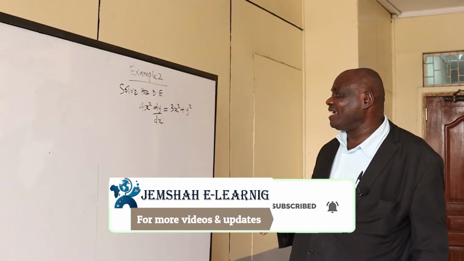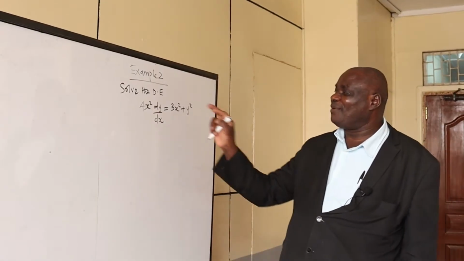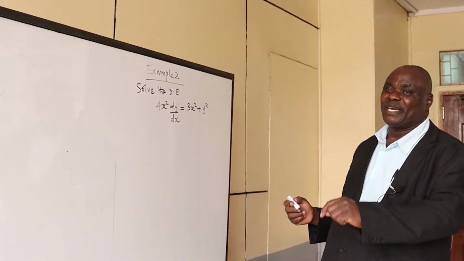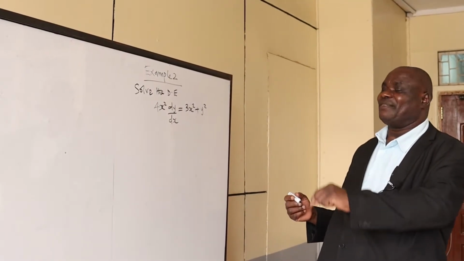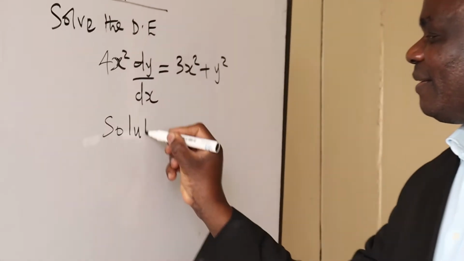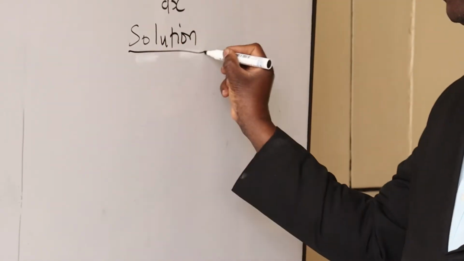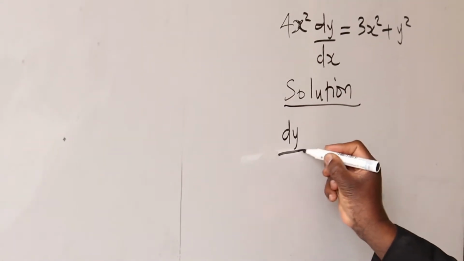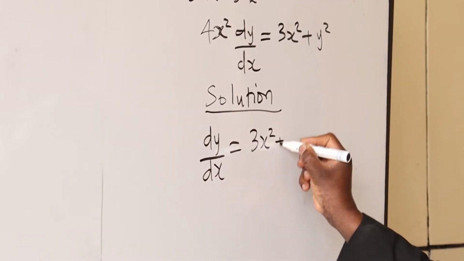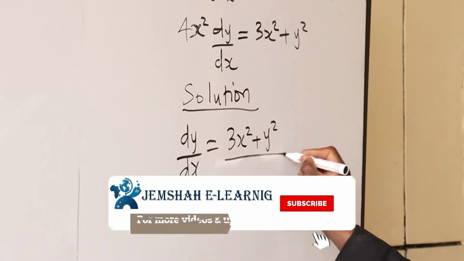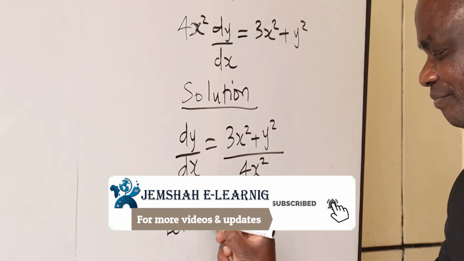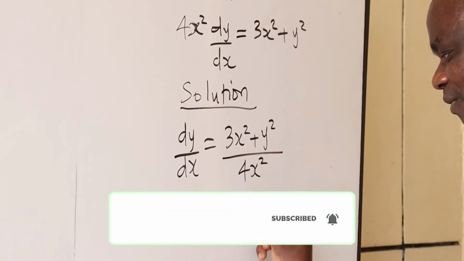So the only thing that we can do, if all the terms are of the same degree, is use the procedure of solving a first order homogeneous differential equation. So in our solution, we say dy dx will be equal to 3x squared plus y squared all over 4x squared. From here we let y be equal to vx.